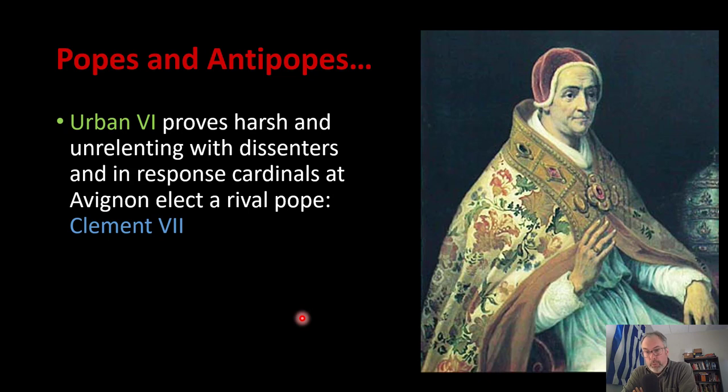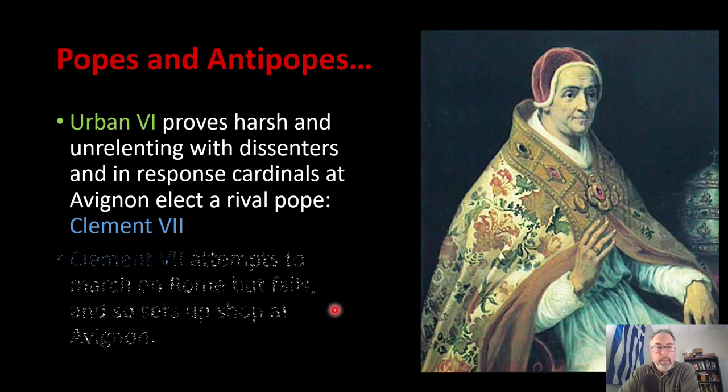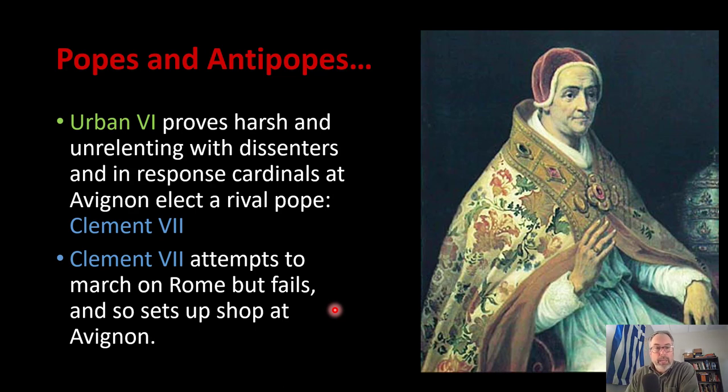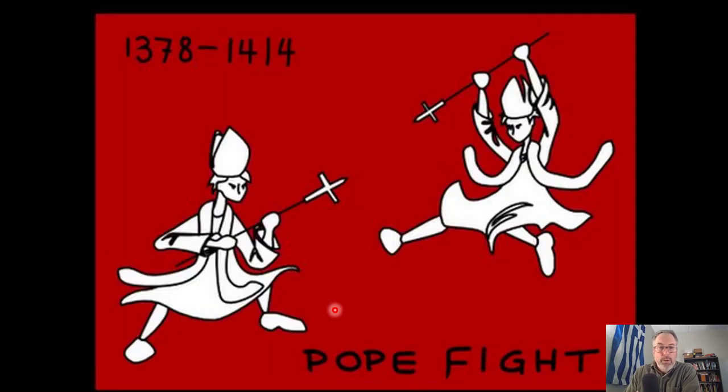And Avignon says, okay, well, this is where you're going to be, Urban. We're going to elect a rival pope of our own. So they elect Clement VII. He attempts to march on Rome with his own army to retake it under the banner again of one papacy. Doesn't work. So he says, I'll just go back to Avignon, and I'll be pope in Avignon, and Urban will be pope in Rome. So you can see nothing has been settled yet. And so you get, yes, a good old-fashioned pope fight. For almost 40 years, you have these two rival popes, one in Avignon and one in Rome.